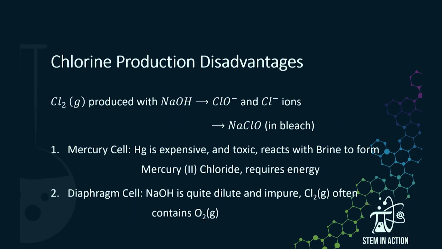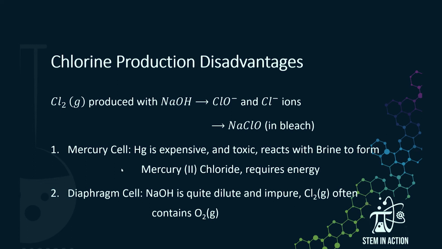These processes, as much as they benefit industry, they also have disadvantages. And so when we produce chlorine gas together with sodium hydroxide, chlorate ions and chloride ions form, and they react with the sodium ions to form sodium chlorate, which is found in household bleach. To prevent this from happening, we use mercury cells, diaphragm cells, and membrane cells to produce these products separately from each other. However, these cells do, however, have their own disadvantages.